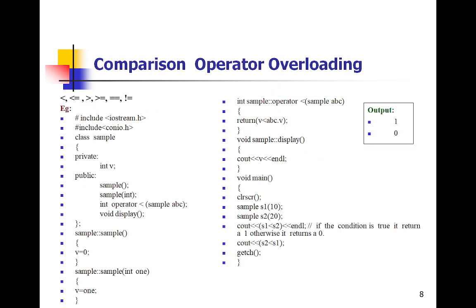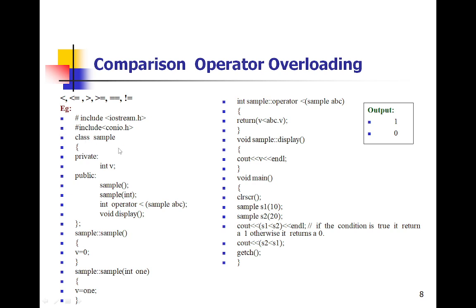The comparison operator overloading. That is less than, greater than, equal to, double equal to, not equal to. These are some kinds of operations. Here the comparison operators produce either 0 or 1 binary values. If the condition is satisfied, it will give a value of 1. If it is not satisfied, it will give a value of 0. With this in mind, let us go through that particular program. You can get a clear idea. And here we are going to declare one class.